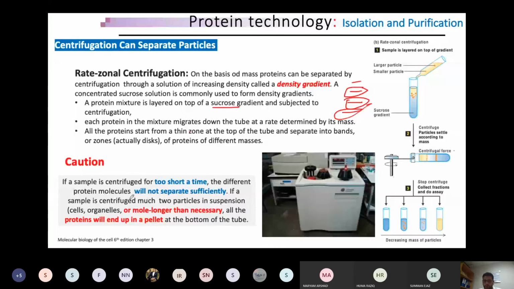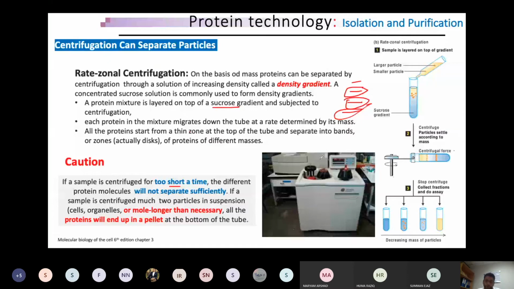But you have to be cautious. There are two things you have to be careful about when you talk about this centrifugation, which is timing of the centrifugation. What is that? If you spin this mixture for a very short period of time, you will not separate anything. In a normal centrifugation step in the lab, we normally centrifuge for maybe 10 minutes, 20 minutes, maximum 30 minutes or 1 hour.